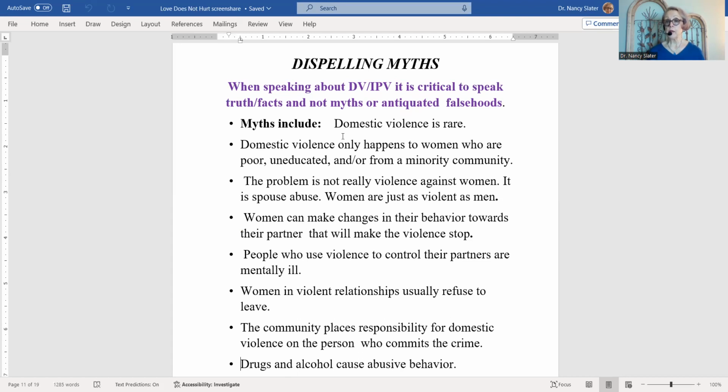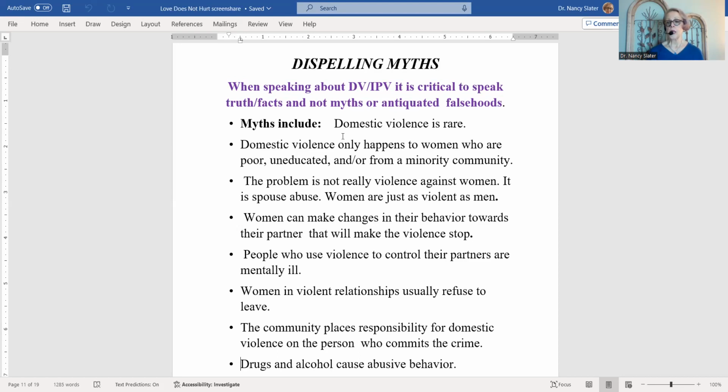And we know it's none of our business what is going on behind closed doors. We're not supposed to pay attention. And so let's talk about the myths. We'll talk about one of the laws later. So the first thing that I write here is when speaking about domestic violence or intimate partner violence, it is critical to speak truth and facts and not myths or antiquated falsehoods. And remember, the battered women's movement started in the mid 1970s. And so there were things prior to the 1970s that were explained away.